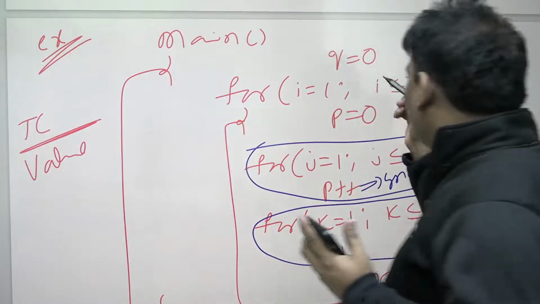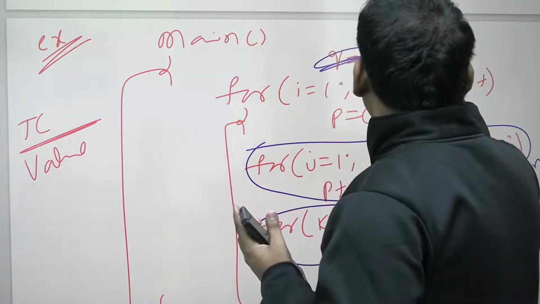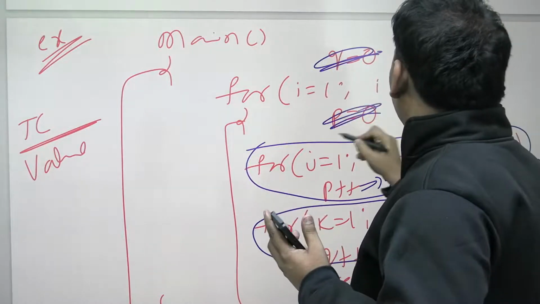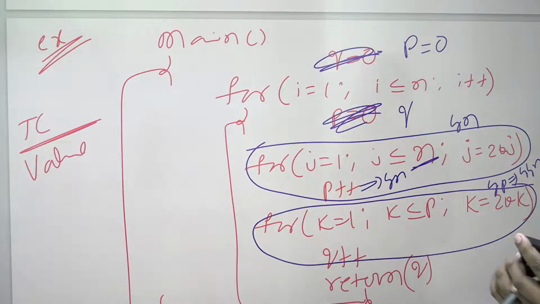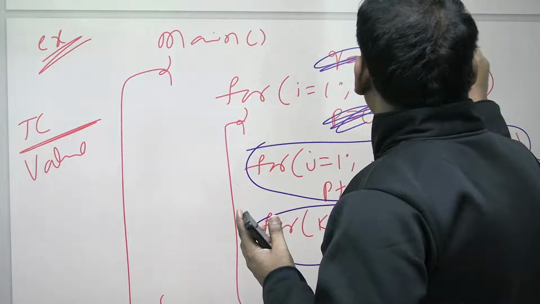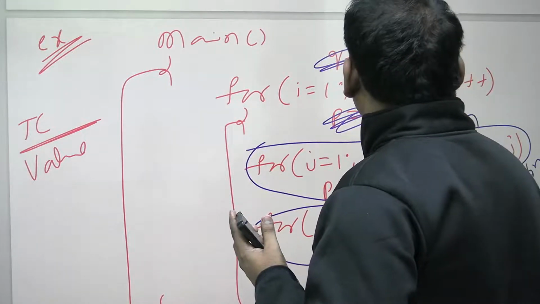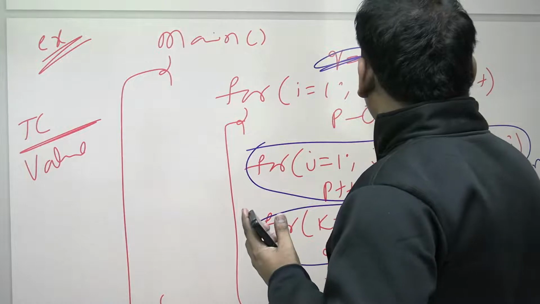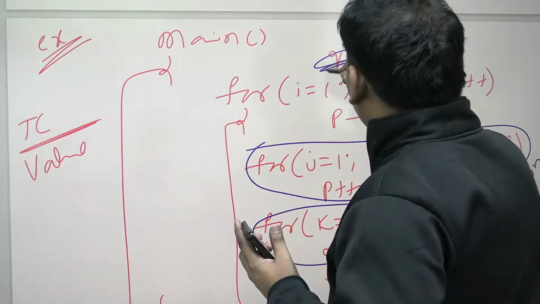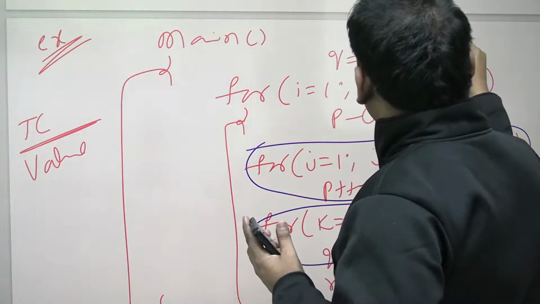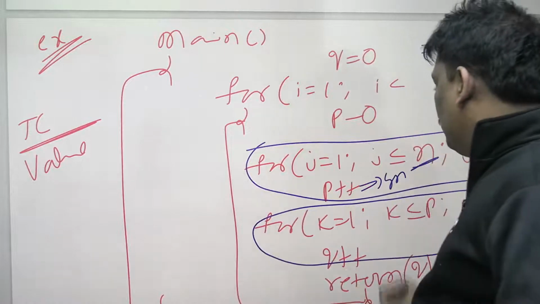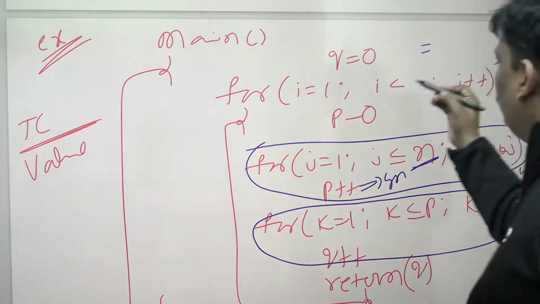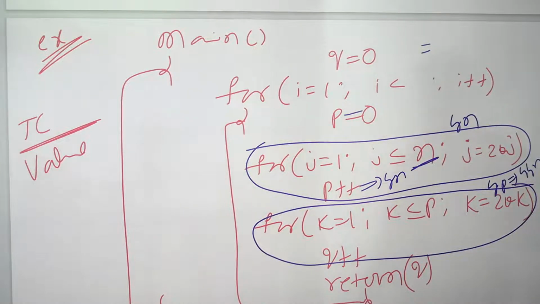Sorry to say that. Here p value 0, q value 0 here. Am I right? Let's complete. Let's start this. Whatever is possible we will try. First loop is log n time, second loop is log n. Until now it's okay.